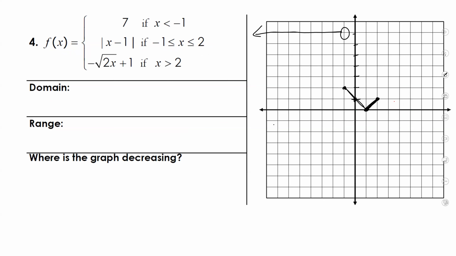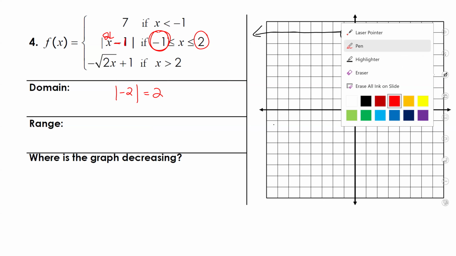Guys, look, the first number in your domain is a -1. So if you plug in a -1 right here, what's -1 minus 1? -2. And what's the absolute value of -2? 2. So at -1, you should be right here at 2. You can just keep doing that. Plug in a 2, you'll get 1. So you can also just plug in your points to get this graph. Okay? All right, let's move on to the third function.